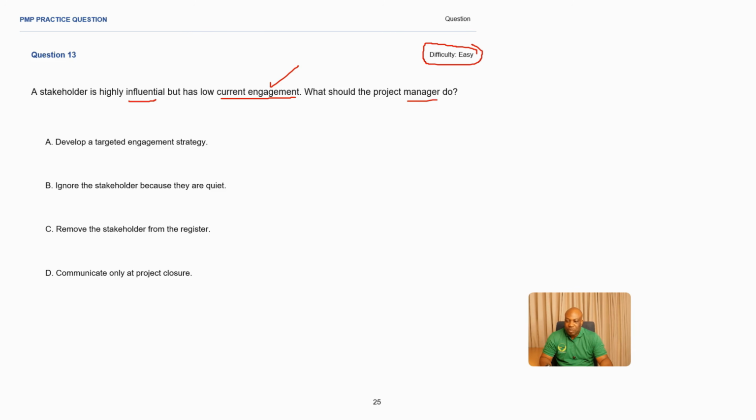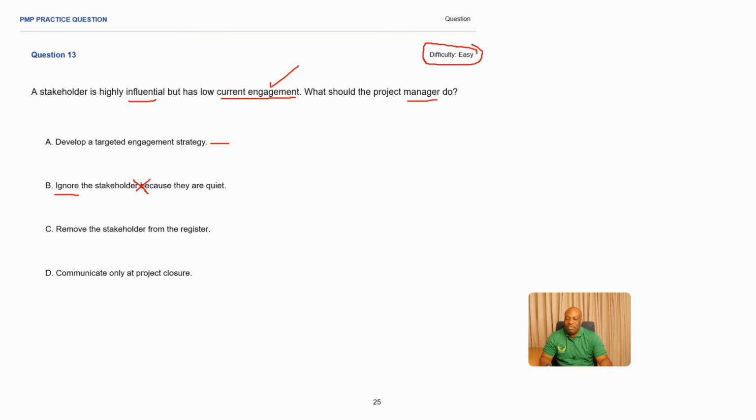Okay. So let's go through the answers now. Develop a targeted engagement strategy. Okay. Makes sense. You're targeting specific stakeholders. Ignore the stakeholder because they are quiet. So one of the mindsets is never ignore any stakeholder. Engage the stakeholder, understand what they need, and then also plan the engagement. So eliminate this one straight away.